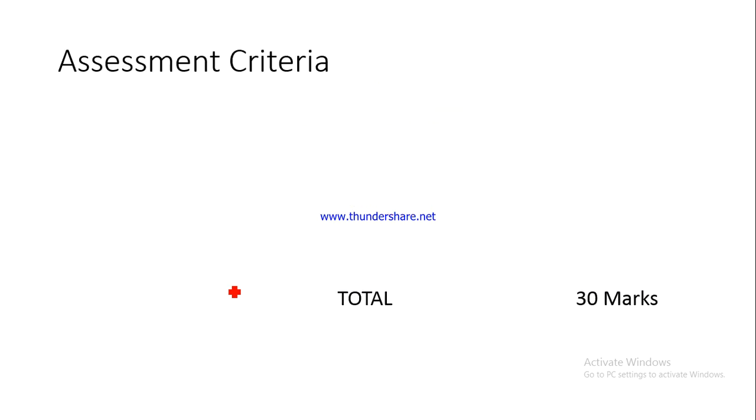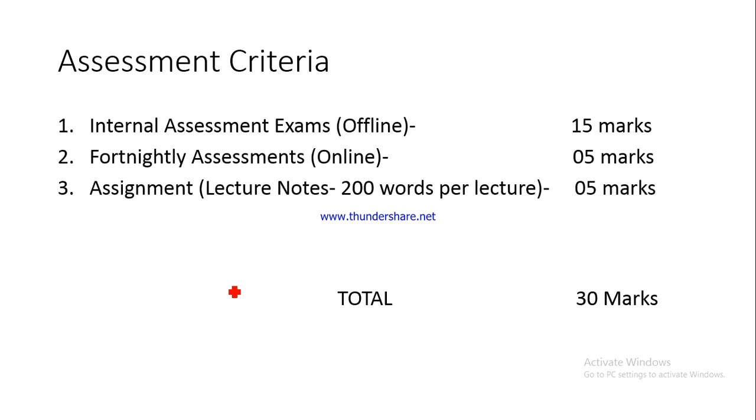Now, let me also tell you what would be the assessment criteria. It would not be very different from whatever we are having in this particular semester. You will have your internal assessment exams offline. They would comprise 50% of the overall 30 marks that you have in your internal assessment, which means 15 marks they will carry. Then you have fortnightly assessments. I hope you know that every fortnight, every Saturday, you have to appear in a quiz, online objective quiz. So that would be carrying a weightage of 5 marks in your overall score of 30 marks.